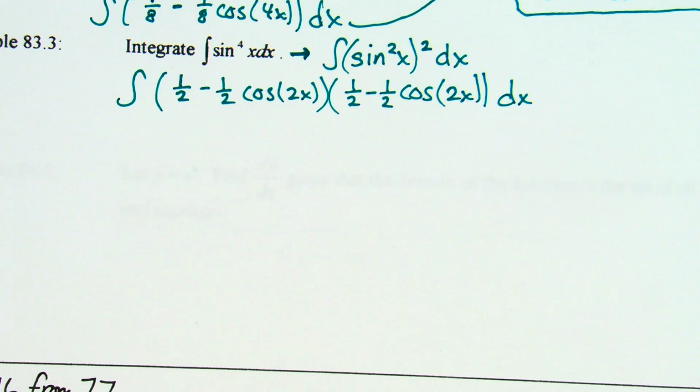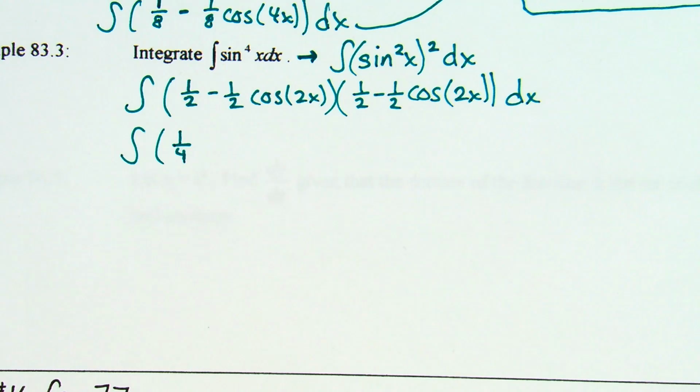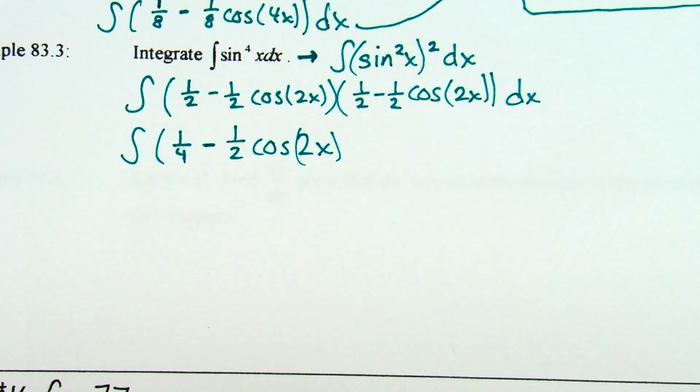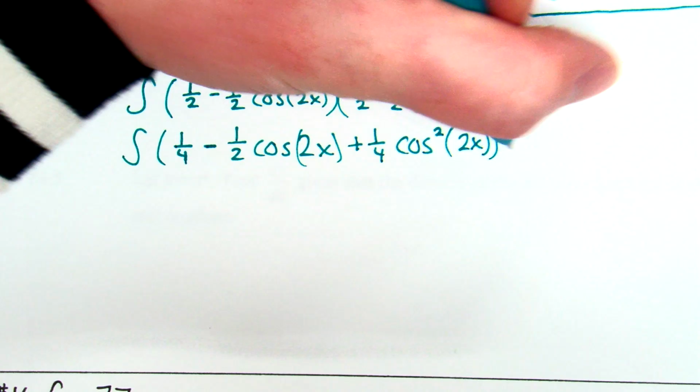We're going to FOIL. 1/2 times 1/2, 1/4. Notice the downfall of this one, they're not conjugates, so my middle term's not going to cancel out. 1/2 times negative 1/2 cosine 2x is going to be negative 1/4 cosine 2x, and then another negative 1/4 cosine 2x. Negative 2/4, which becomes negative 1/2 cosine 2x. And then lastly, negative 1/2 cosine 2x times negative 1/2 cosine 2x, which then becomes plus 1/4 cosine squared 2x.